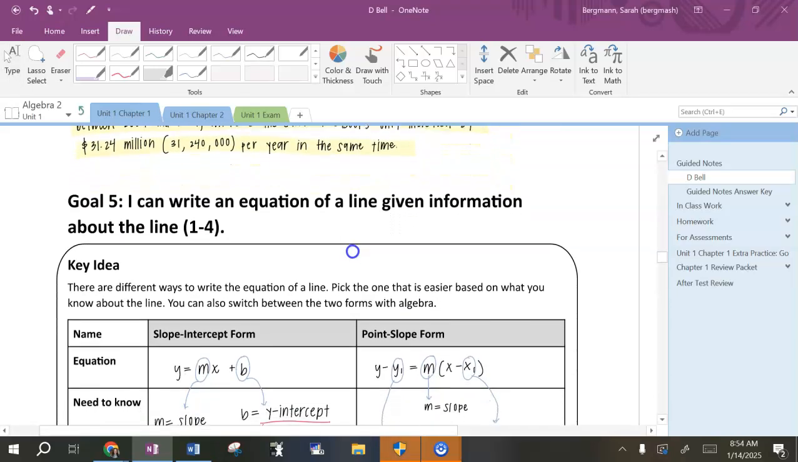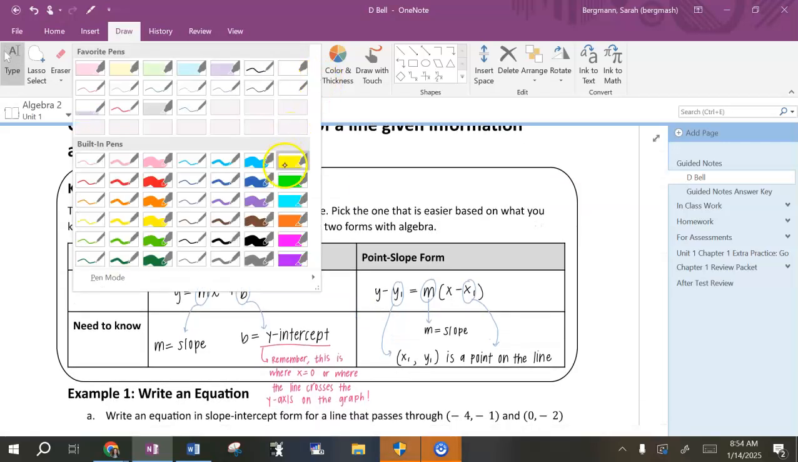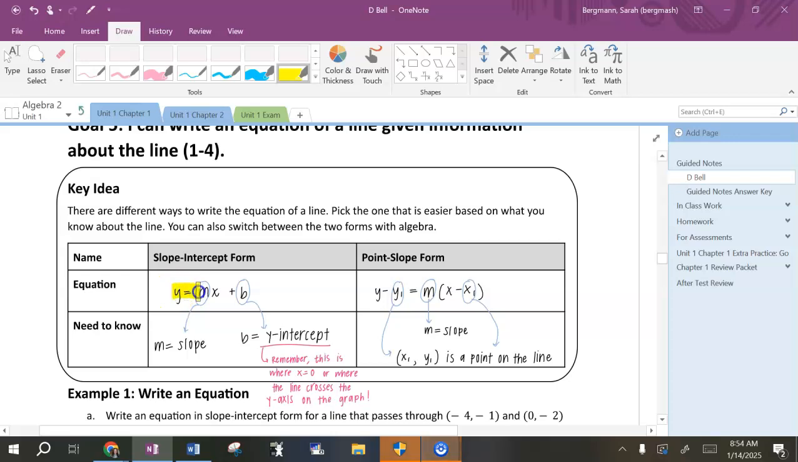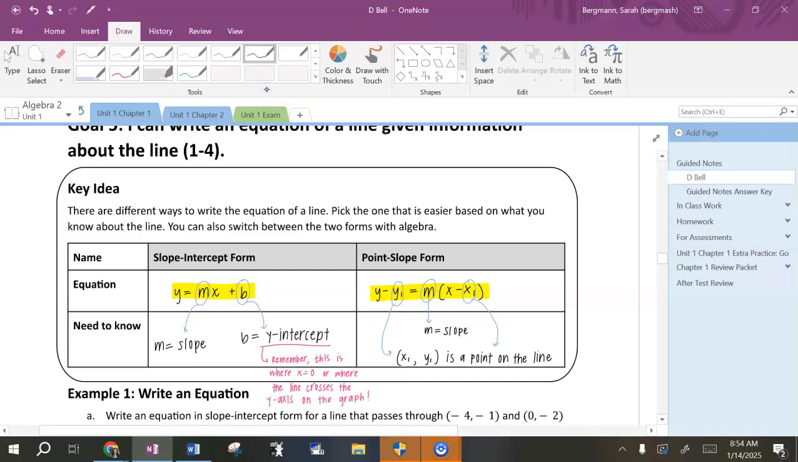Now let's work on writing the equations of lines when we have information about it. Hopefully you remember the two forms that are the most common. We have slope-intercept form and point-slope form. The x and y in both of these are the variables, so you just have to fill in everything else. In slope-intercept form, you have to fill in the slope m and the y-intercept b. In point-slope form, again, you have to fill in m, the slope, and a point on the line x1 and y1.